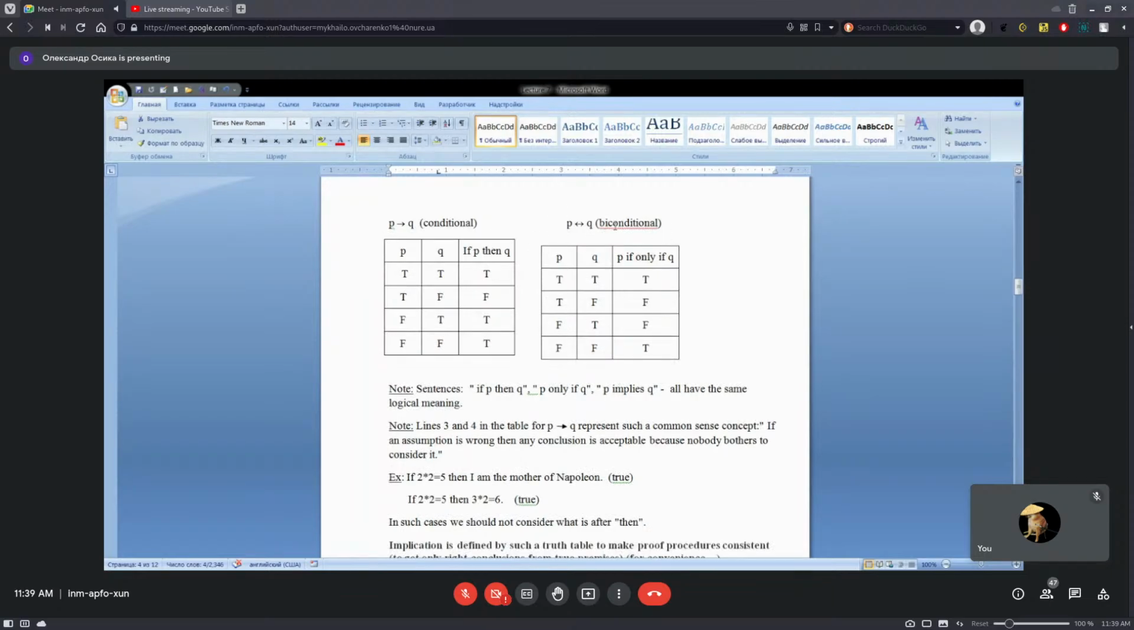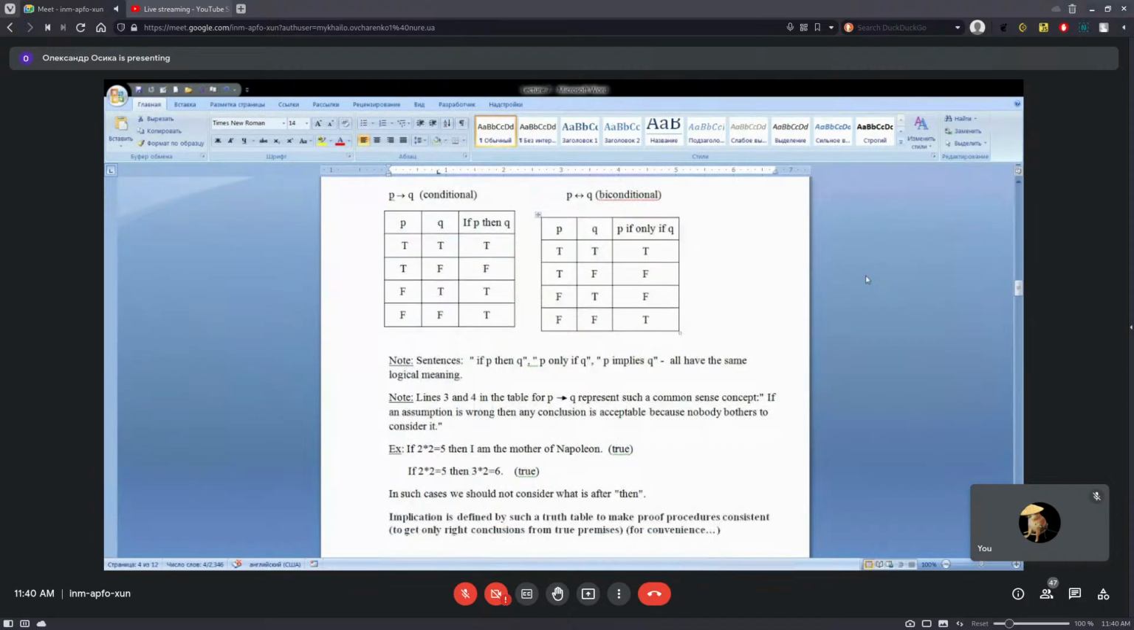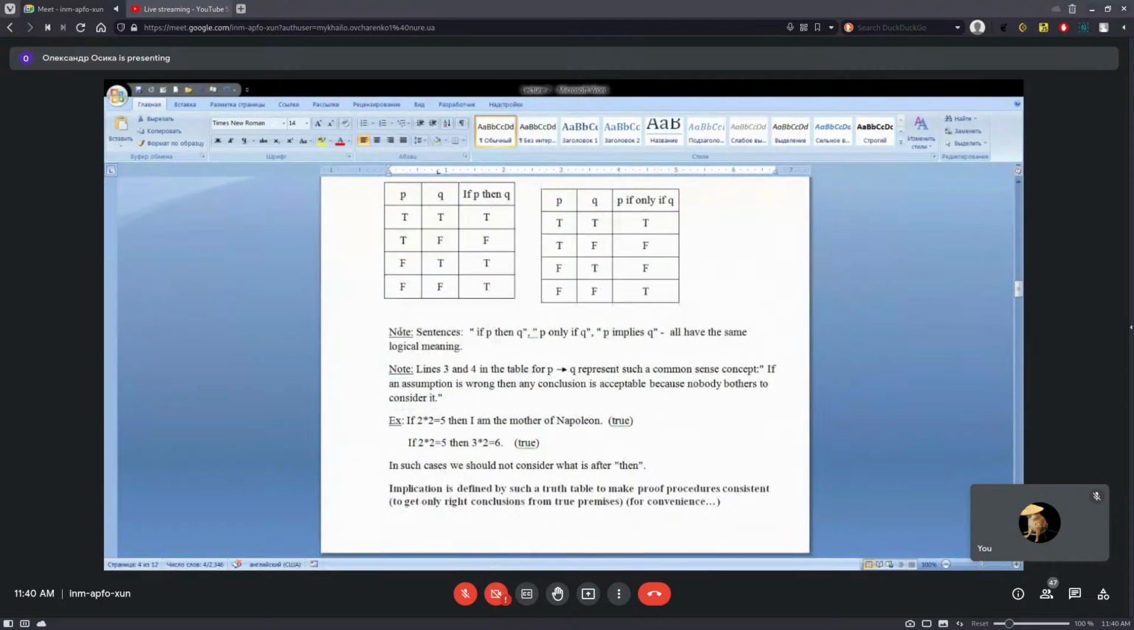Biconditional. Again, the same interpretations, and the compound statement made by means of this biconditional connective is true when the values of both simple statements are equal. True and true, it is true. False and false, it is true. But if one is true and the other is false, or vice versa, then the whole biconditional statement is false.